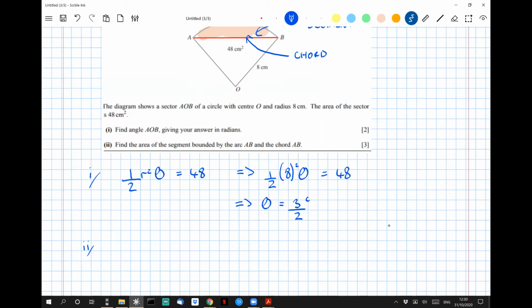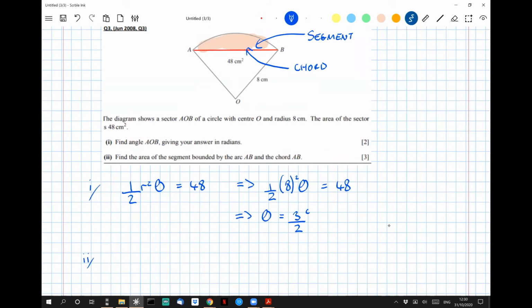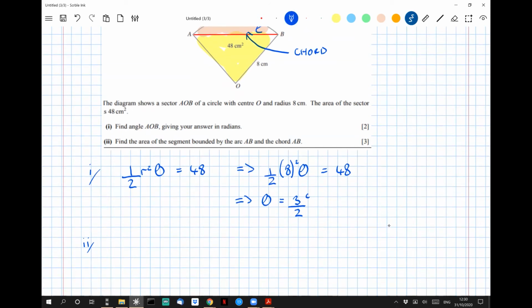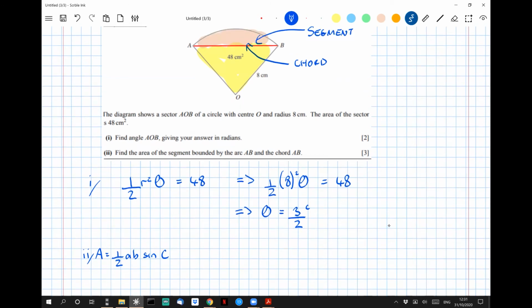Part 2. Find the area of the segment bounded by the arc AB and the chord AB. Well, what we need now is the area of this triangle. And the formula for the area of a triangle is a half ab sine C, where the angle is C. So this is our angle C here, and there's our sides a and b.